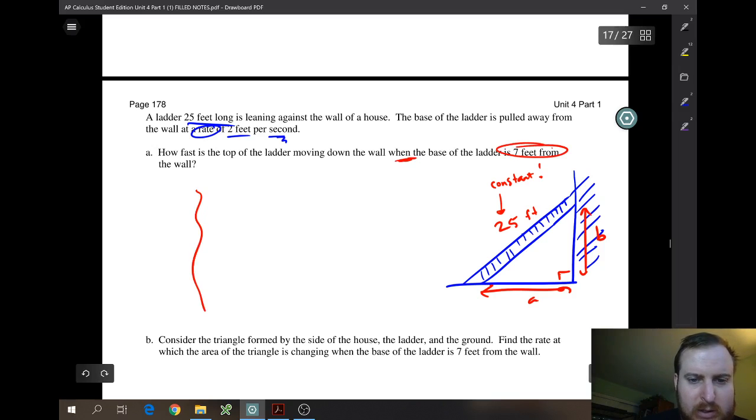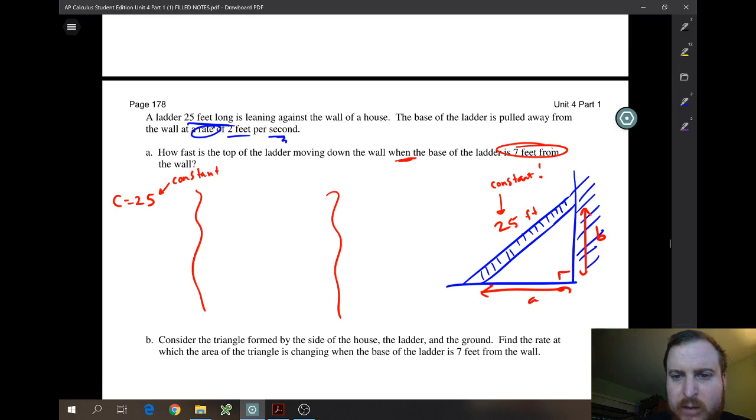So again, I'm going to set this up into my 3 stages. On my left, I know that C is 25. I'm going to add in that it's a constant. That means I can plug it in right now. Okay, the base of the ladder is pulled away from the wall at 2 feet per second. So the base is going this way. The reason this is important is when we draw the picture, that helps us visualize whether this is a positive or a negative number. And the way we know that is, is it getting bigger or smaller? If we pull it away from the wall, A is getting bigger. So since A is getting bigger, we know that this 2 is a positive number, right?